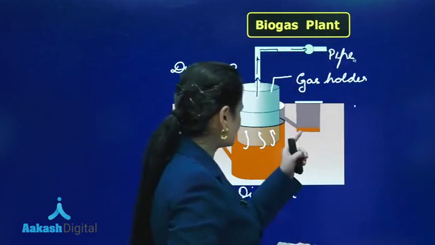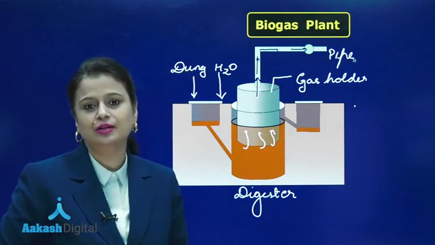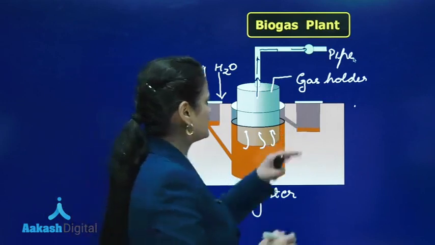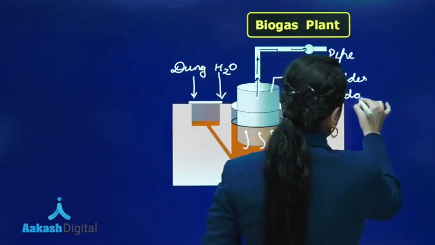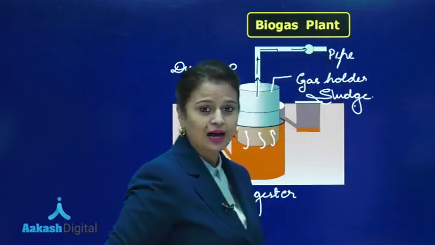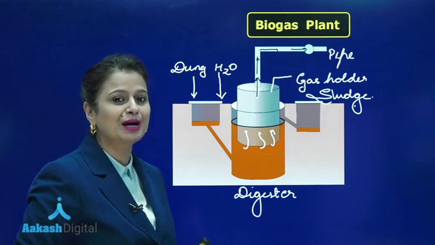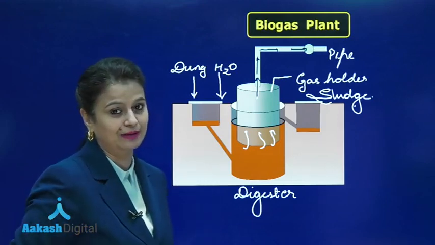Along with this, can you see this container here? It collects sludge. After bio-waste digestion, the sludge which is formed is collected here. So this is the sludge collector, and this sludge can be used as a fertilizer, as a manure. It means along with the production of biogas, you are going to get manure from this plant.